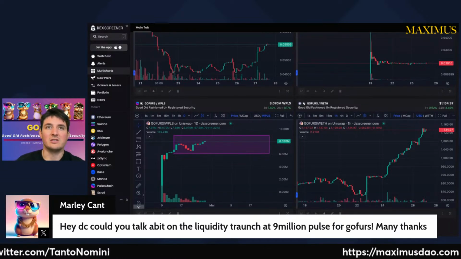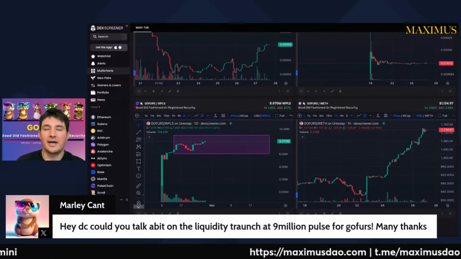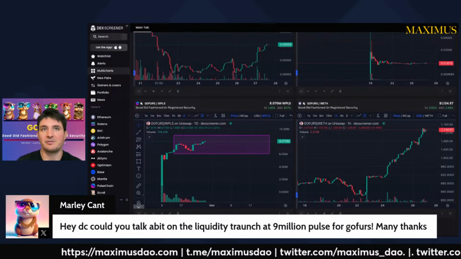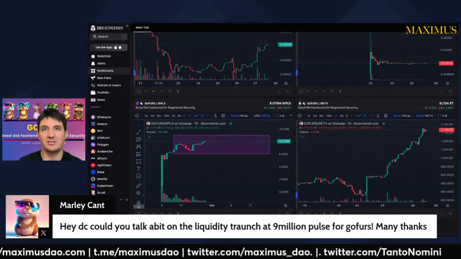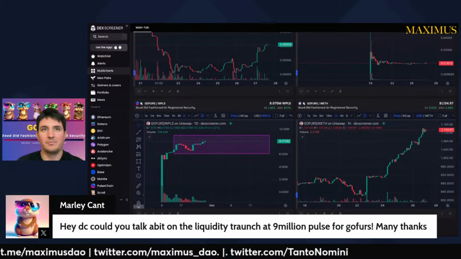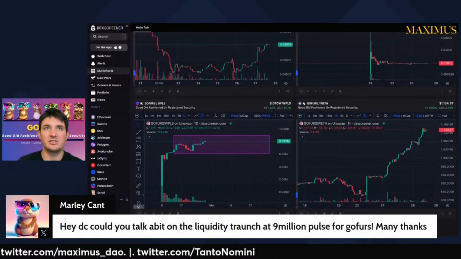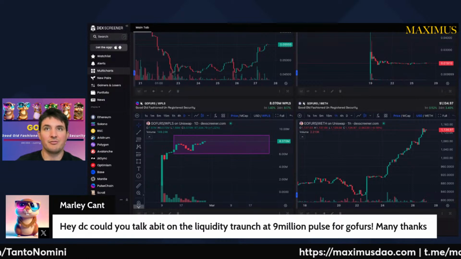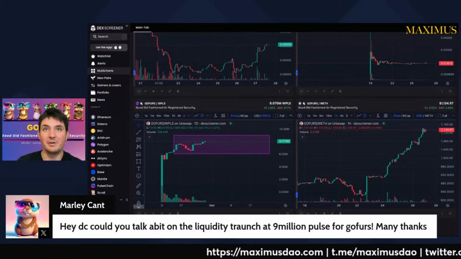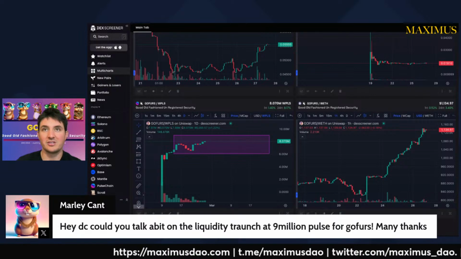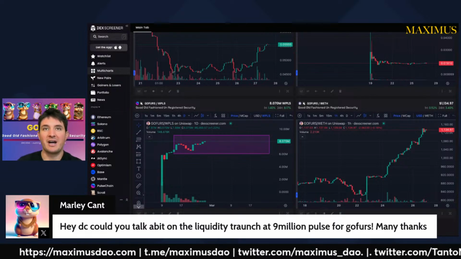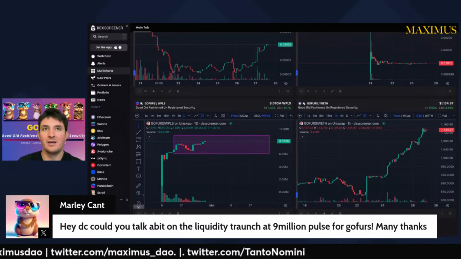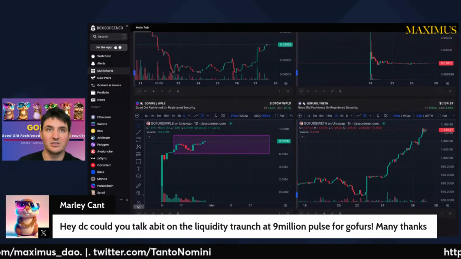The liquidity was deliberately made quite thick as a way to prevent the first handful of buyers from getting a massively lower price than everyone else. So basically over the last almost 3 weeks since GOFURS launched, everyone is getting in within the first 10x, and the majority of people are getting in between about 5 million pulse and now 8 million pulse. So most users are in that little range.